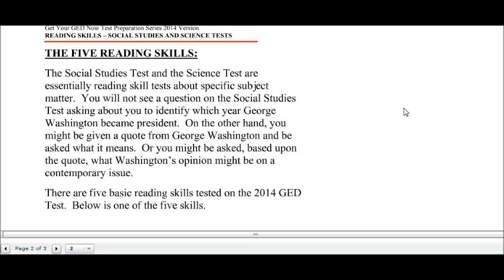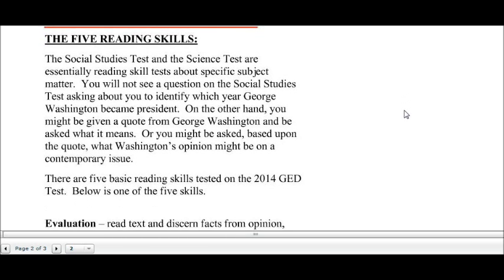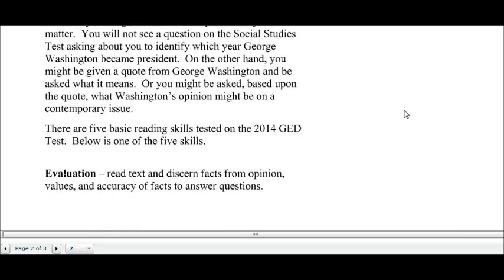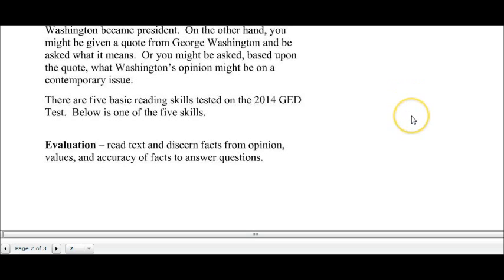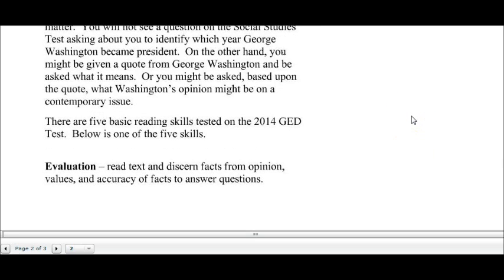So again, these reading tests are really testing your reading skills. They're just testing your reading skills using social studies, testing your reading skills using science. And so I identify that there are 5 basic reading skills that are tested on the 2014 GED test, and below is one of those skills. One of those skills that we're going to look at is the skill of evaluation. That is where you read text and you discern facts from opinion.